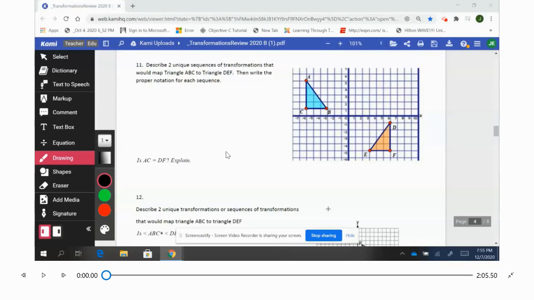Welcome, students. Page 4 of the Chapter 3 review packet on transformations. So we'll go through and describe two unique sequences of transformations that map triangle ABC onto triangle DEF.